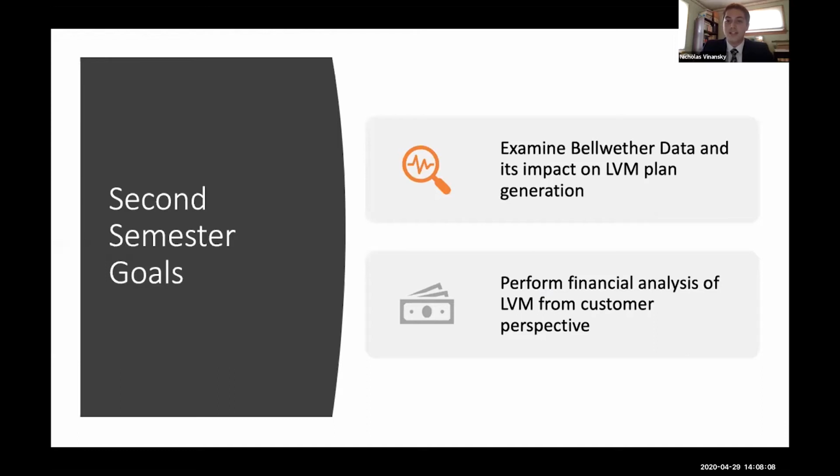What's done is the bellwether algorithm determines the 5 highest voltages and 5 lowest voltages on the feeders coming from the substation. So that's 10 total points. And then ideally, the LVM algorithm runs 20 seconds after this process occurs and determines exactly which points to consider in its LVM plan generation process. Additionally, I performed a financial analysis of the LVM application from the customer perspective, which resulted in some pretty great results in the hundreds of thousands of dollars.